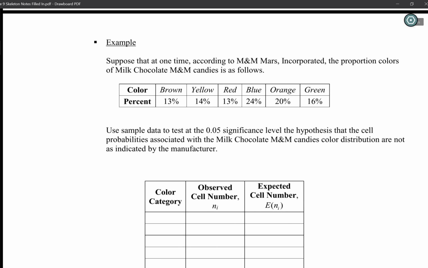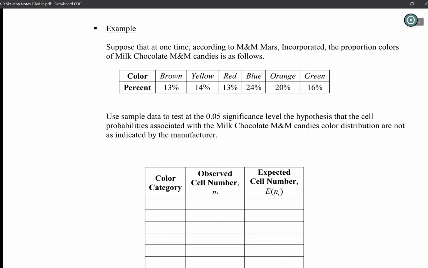So I think this is page 9 here. But suppose that at one time M&M Mars Incorporated, according to their website or whatever their publication was, stated that the proportion of colors of M&M candies is as follows. And so 13% of all M&Ms are brown, 14% of all M&Ms are yellow, and so forth.